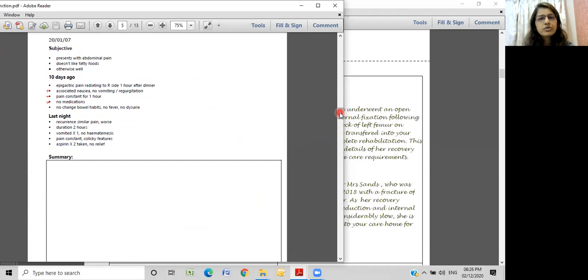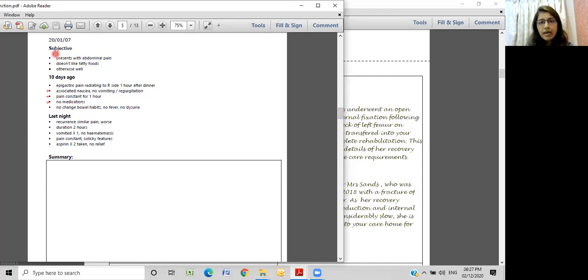And here you may also try to use some of the linking words that we discussed last time, such as associated with, as well as along with, coupled with. That may help you summarize more notes into one sentence. You may also try using relative clauses here for describing symptoms.